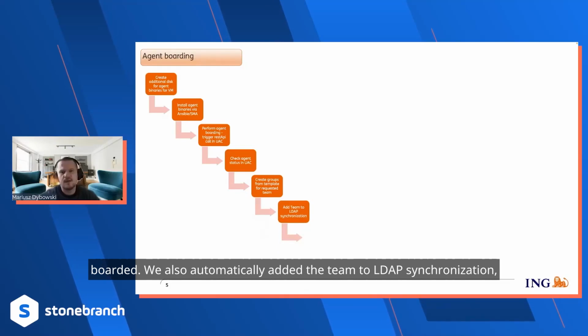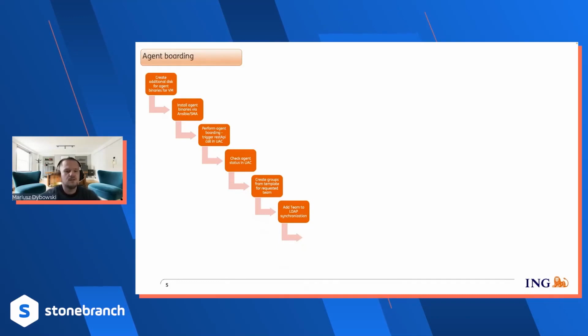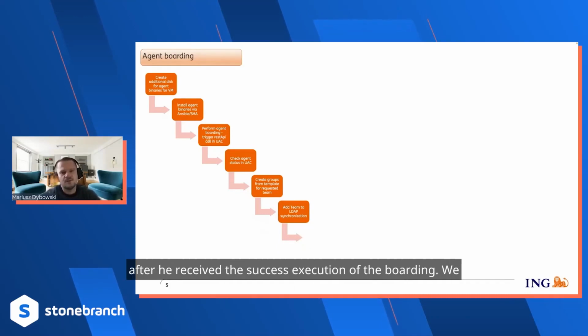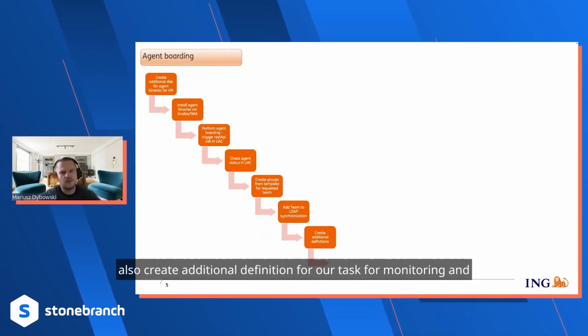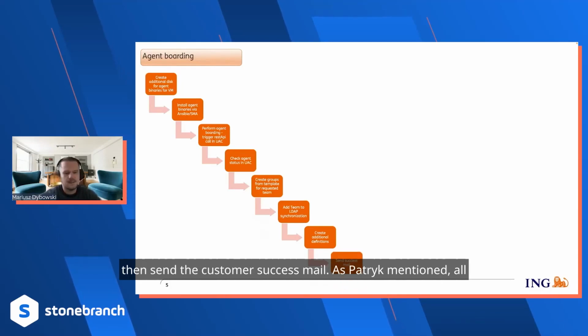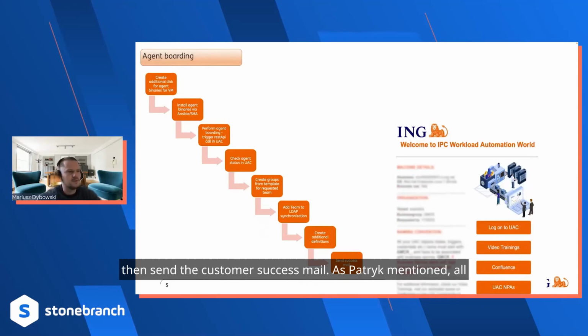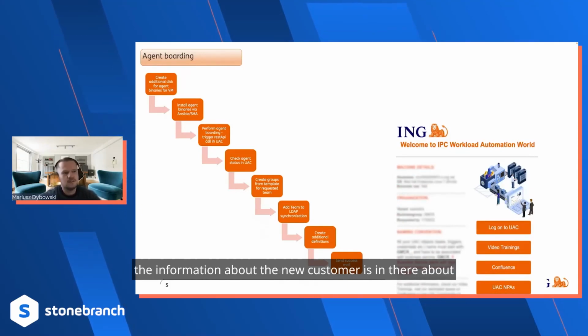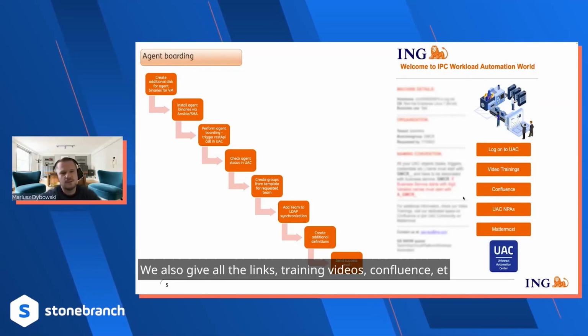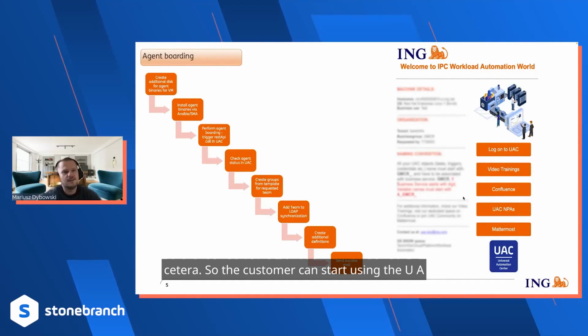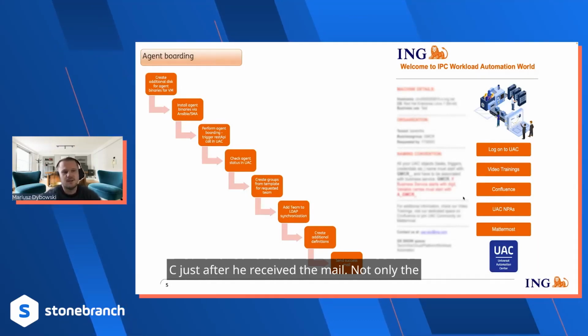We also automatically add the team to LDAP synchronization, so the customer can log into the UAC environment just after receiving the successful execution of the boarding. We also create an additional task definition for monitoring, and then send the customer a success mail. As Patrick mentioned, all the information about the new customer is in there: the naming convention and the requirements for the customer. We also give all the links, training videos, Confluence, etc., so the customer can start using UAC just after receiving the mail.